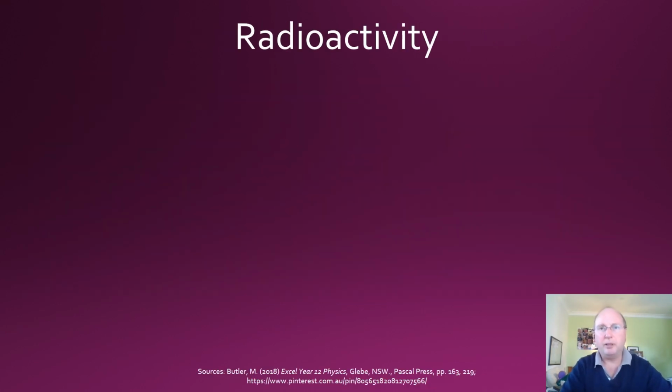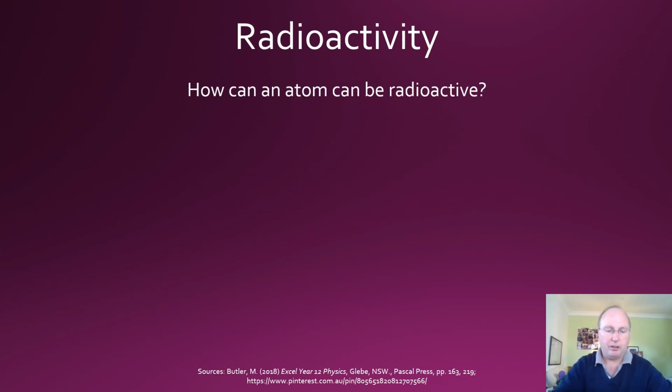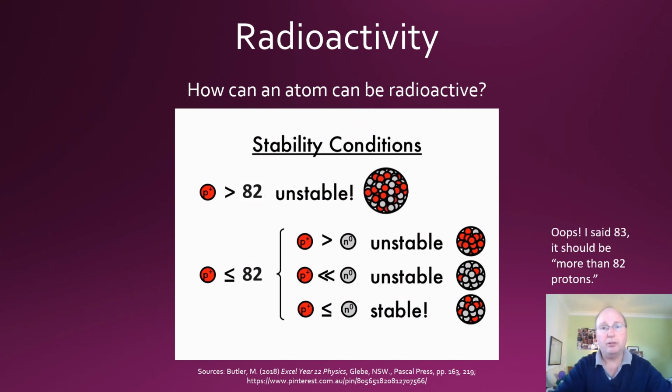Well, how can an atom be radioactive? If the nucleus has more than 83 protons, then it is unstable and radioactive. So if you look at the periodic table of elements and find all those heavy elements, they are all radioactive. Also, if it has a wrong neutron to proton ratio, it is unstable.